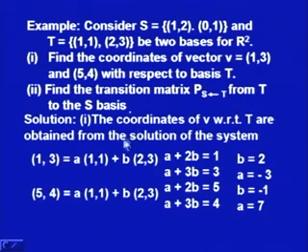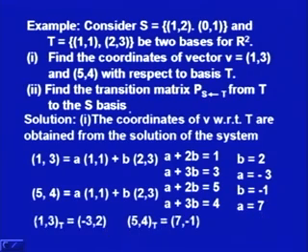Similarly, the vector (5, 4) is represented as a linear combination of basis vectors of T, A(1, 1) + B(2, 3), and we again solve this system of equations to get B = -1 and A = 7. That means (1, 3) in T basis representation is (-3, 2), and (5, 4) is (7, -1) in the basis T.